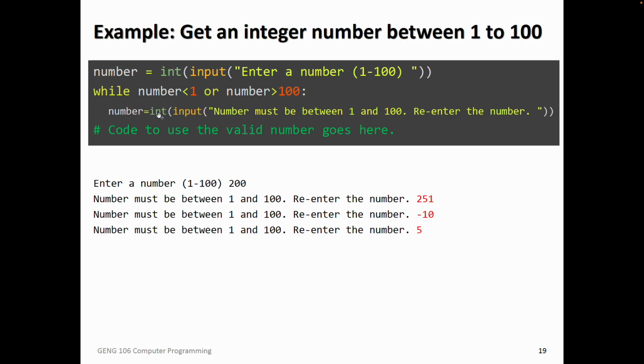We will then convert it to integer, keep it again in number, and check again. If it is still invalid, we will ask again. Once the value is between 1 and 100, we will skip the while loop so that we can continue our execution. Here is an example execution of this code. The user first enters 200, we ask again. 251, we ask again. -10, we ask again. 5, okay, then we can proceed. Shall I proceed? Any questions so far?